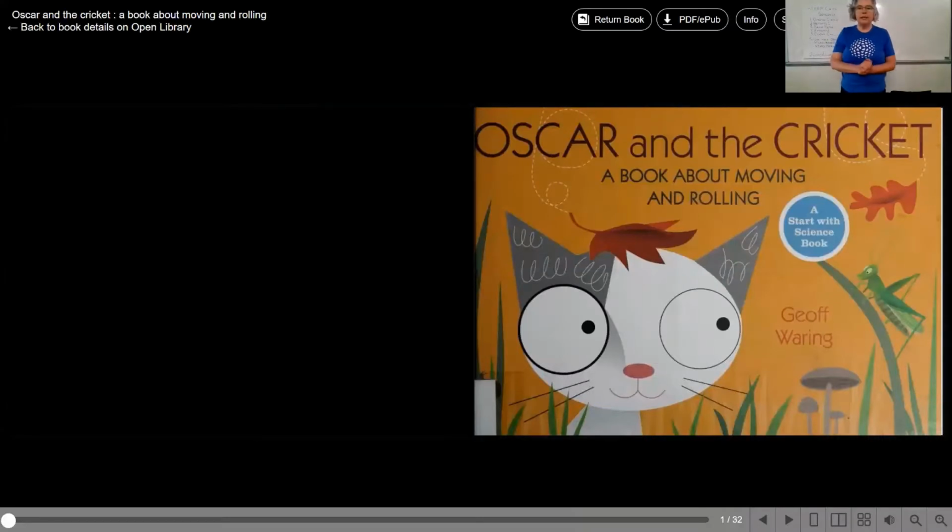And our book today is called Oscar and the Cricket. It's a book about motion, moving, and rolling. It was written by Jeff Waring. And I got this book on the Open Library.